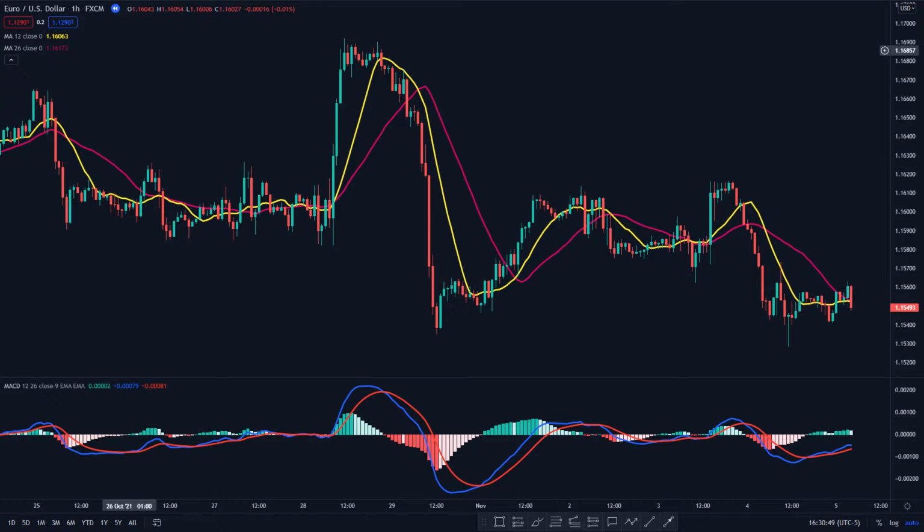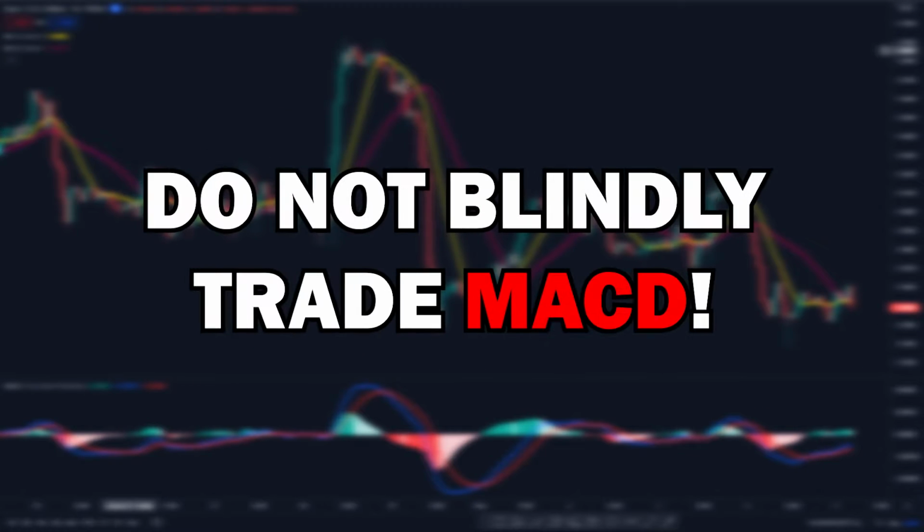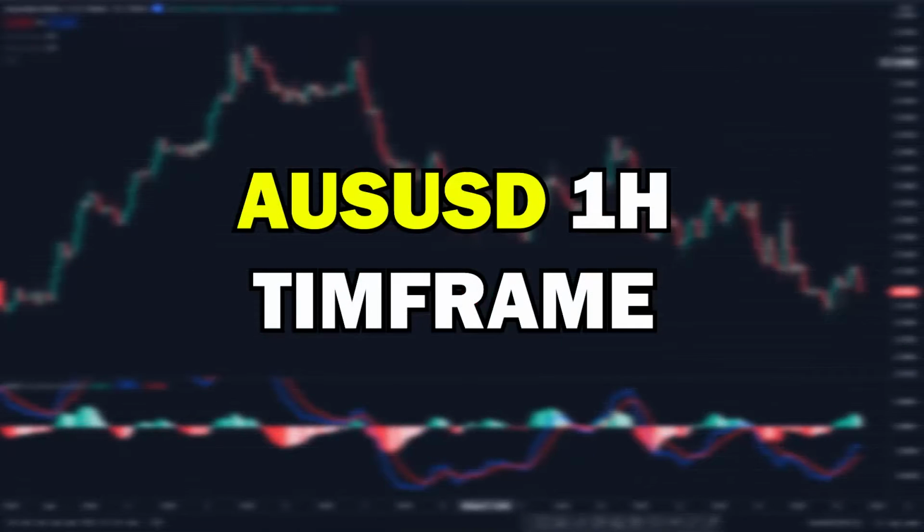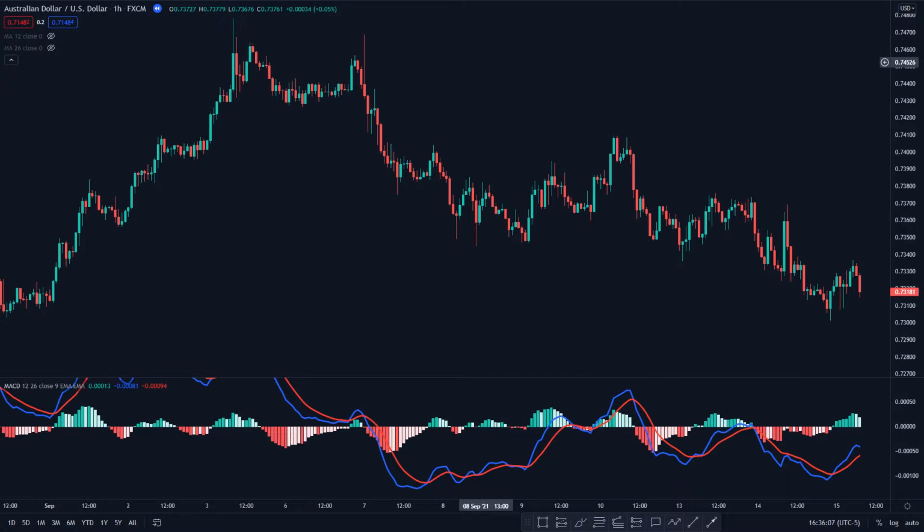However, we do not recommend trading it solely based on the lines crossing over each other. Although this strategy works like a charm sometimes, the win rate accuracy is quite low. Here's an example where the strategy failed to work. This is the chart of AUD/USD on the 1-hour time frame. Here we can see a bullish crossover on the MACD indicator where the MACD line crosses above the signal line. So, according to the strategy, you need to buy after the crossover.